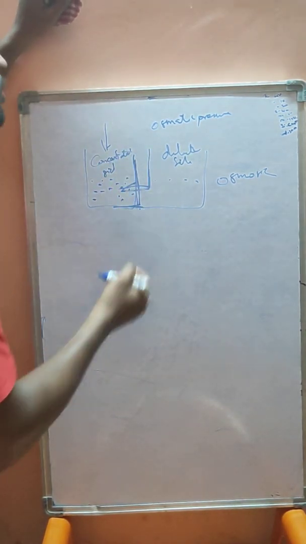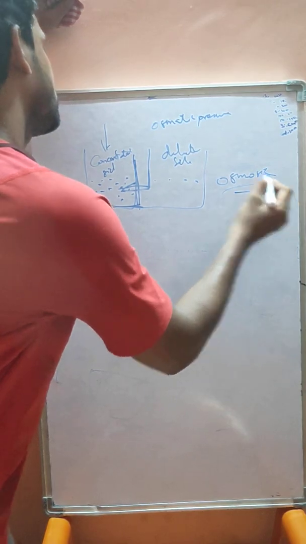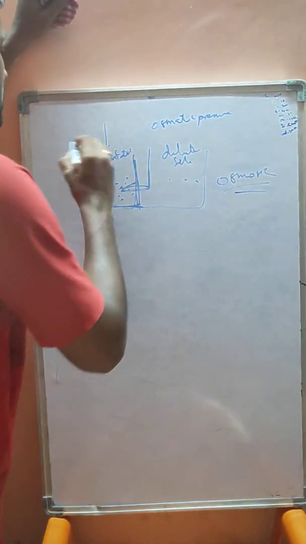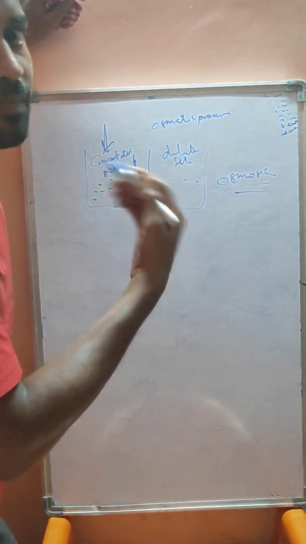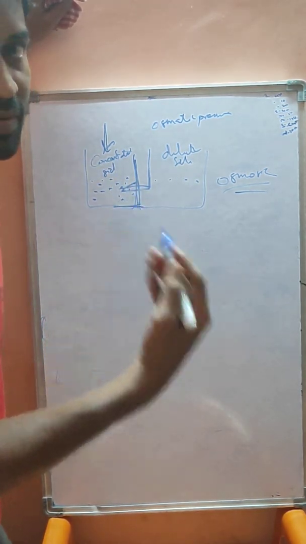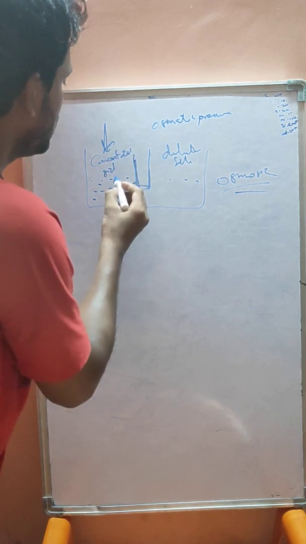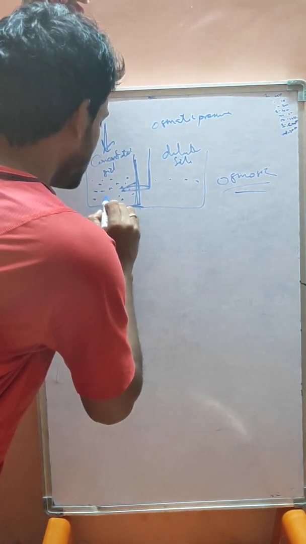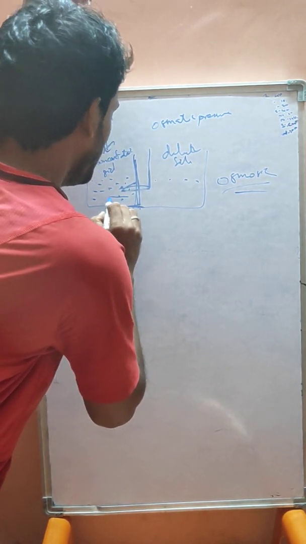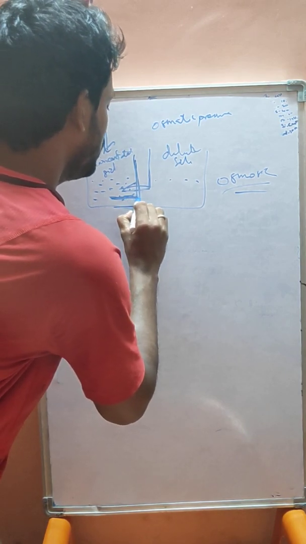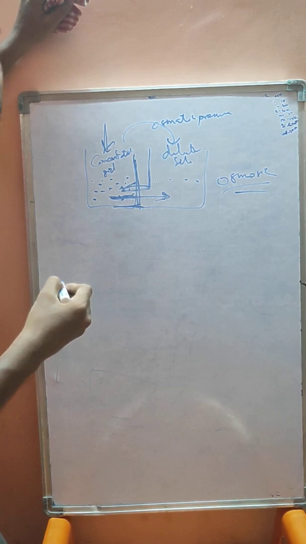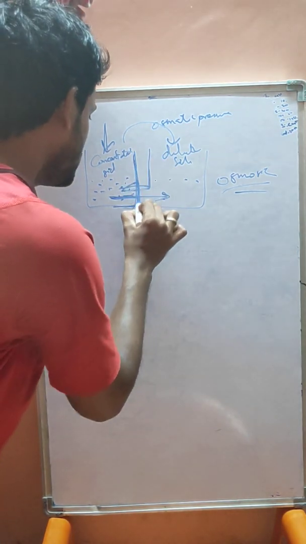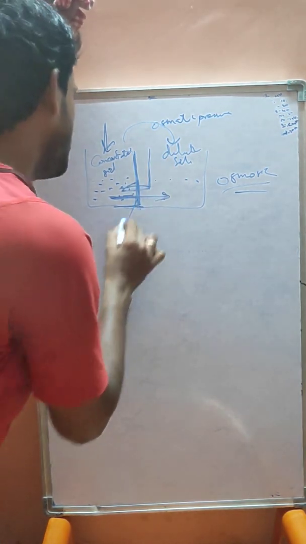So what we are doing, we are applying excess pressure here through high pressure pumps and all. Due to that high pressure, the pure particles, the water particles, try to move this way from the concentrated side to the dilute side. This is through this membrane only, which is called a semi-permeable membrane.